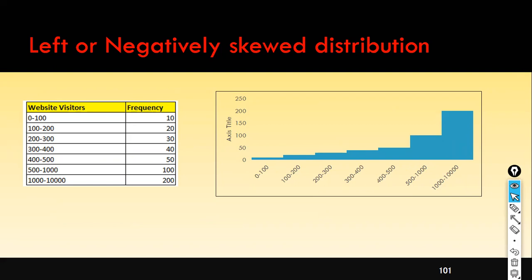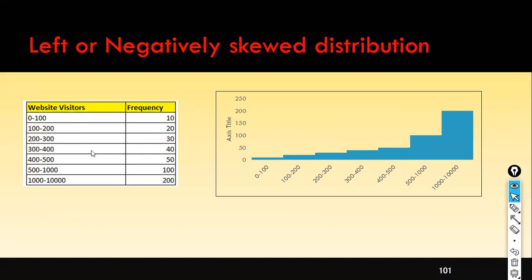Okay, fine. And here, what we can understand with this data set is that we can see 10 instances of having between 0 to 100 visitors to your website. And then 20 instances of having between 100 to 200 visitors. And 200 to 300 visitors are there for 30 instances. Okay. 200 to 300 customers, they visited your website 30 times. That is what it tells us.